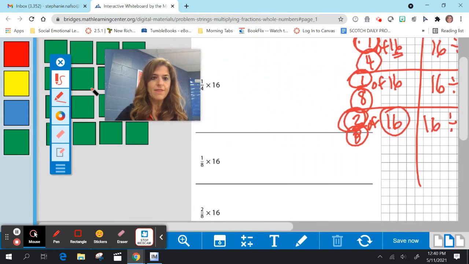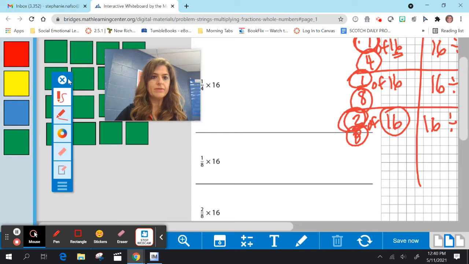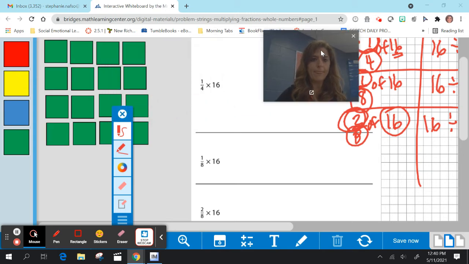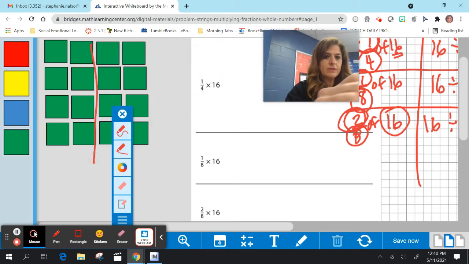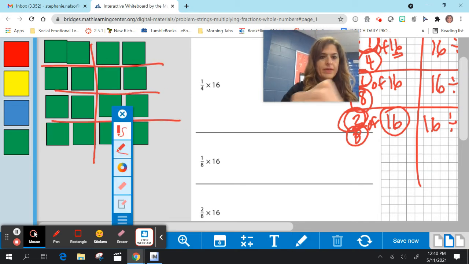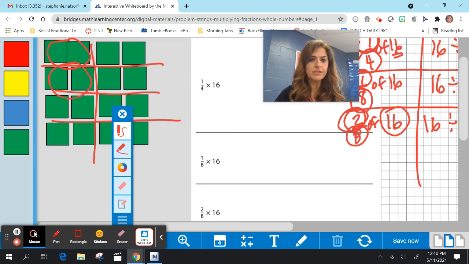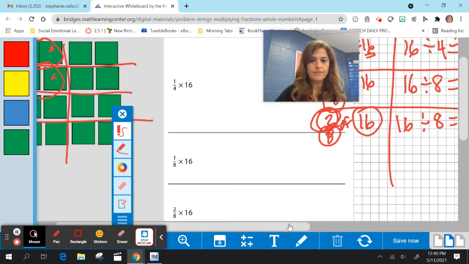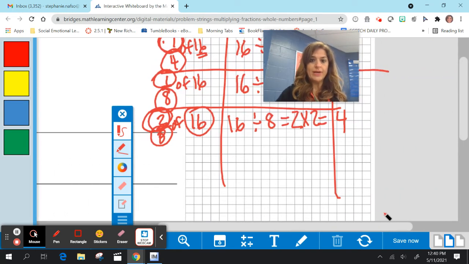So looking at this model right here, we could see that if we divided this up into 8 parts, each part is 2. And because we need 2 parts, that's 1, 2, 3, 4 tiles in all. So 2/8 of 16 is 4.